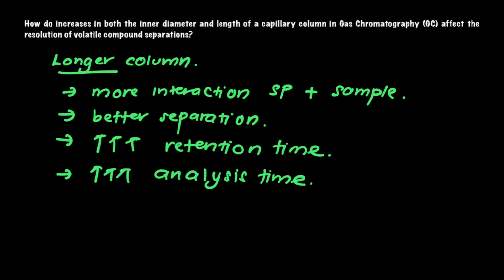So it depends. If you have components that have really different eluting times, you can use a wider diameter column, but if not, it is advisable for you to use a longer column. So this is the answer for this question.